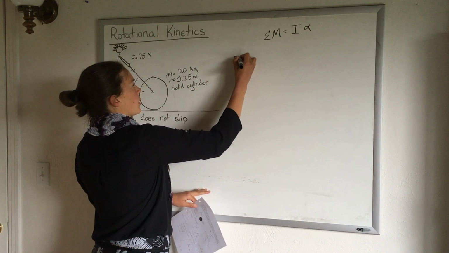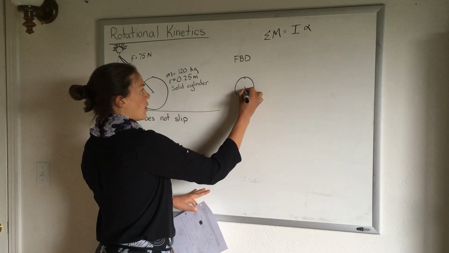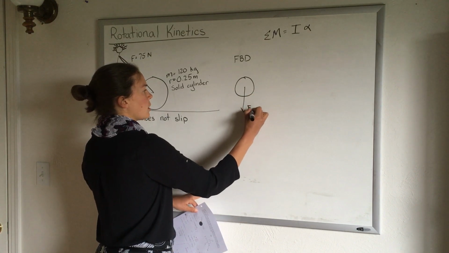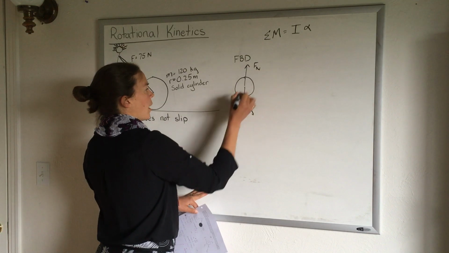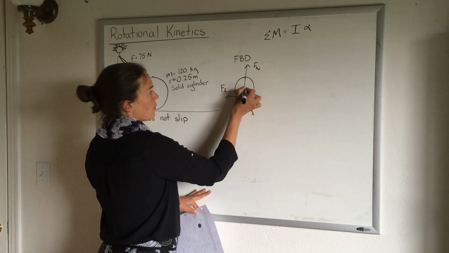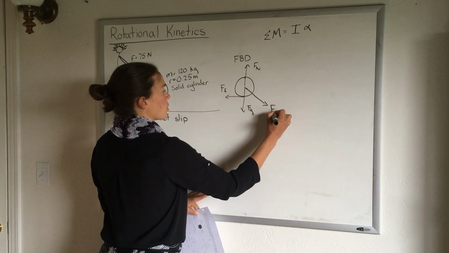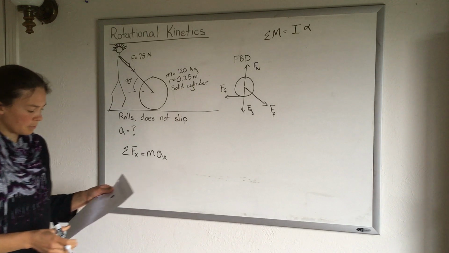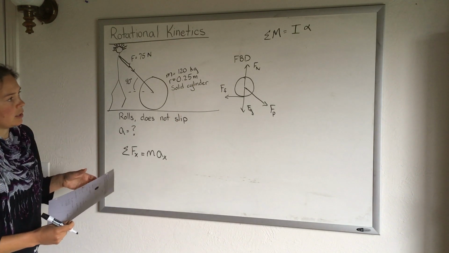So let's draw a free body diagram of my lawn roller. I know I have a gravitational force. I know I have a normal force. I know I also have a frictional force. And then I finally have this, I'll call it pushing force, FP. And those are all the forces that are acting on my lawn roller.